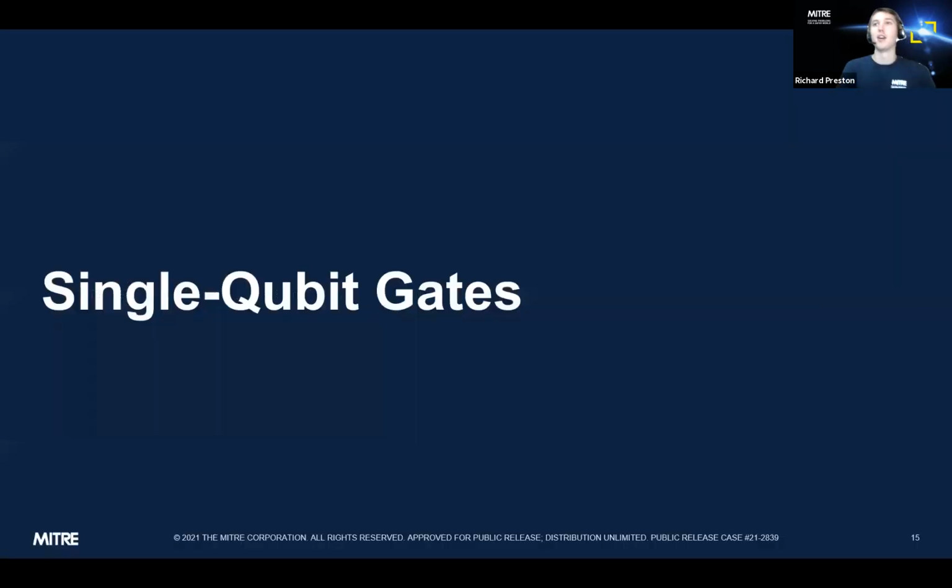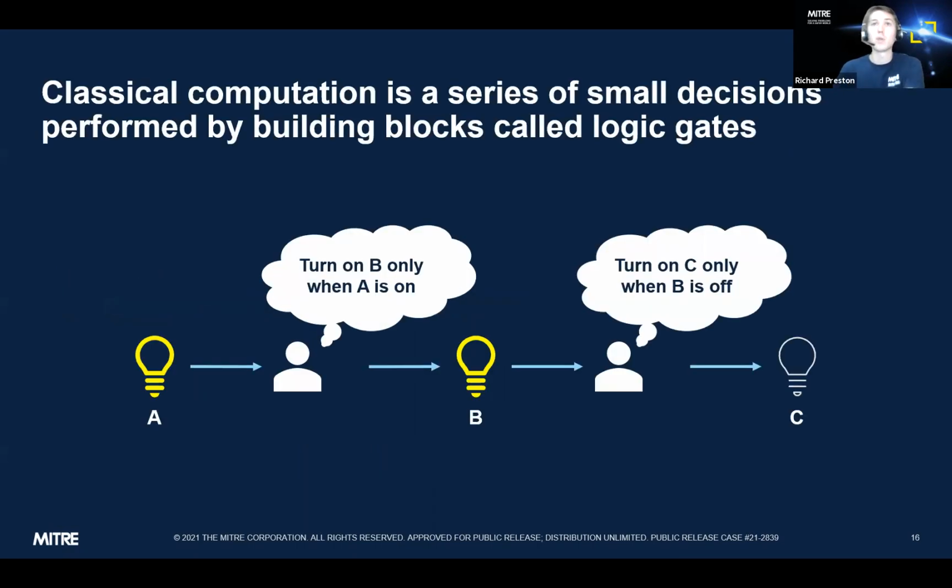So, okay, now we're going to talk about single qubit gates. So going back to the classical computing perspective here, when we talk about how digital logic works and how classical computation works, really it's a series of small decisions performed by logic gates, the building blocks of digital computing. So the way you can think about that is, okay, we have all these little guys here that are in some chain of causation, and they're looking at the state that they're getting as input, and then they're understanding the input and doing something in the output based on what the input was.